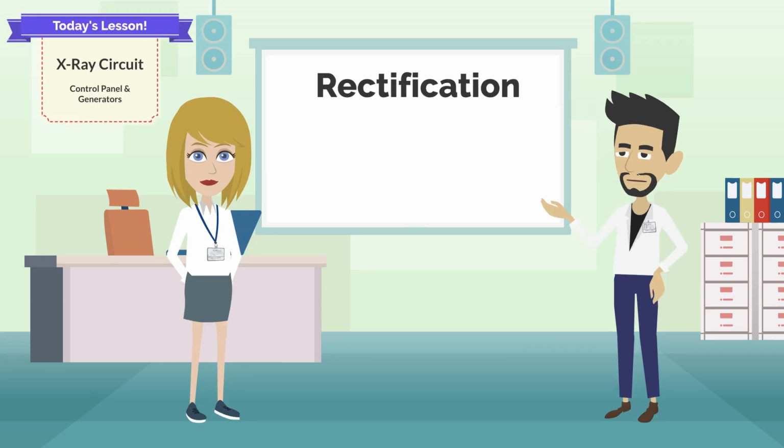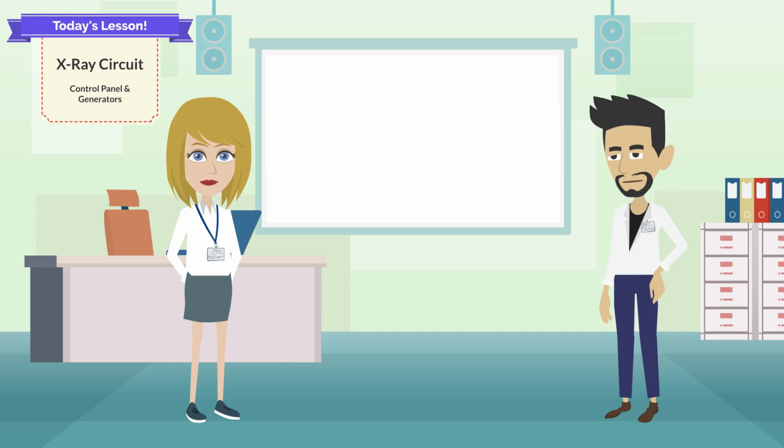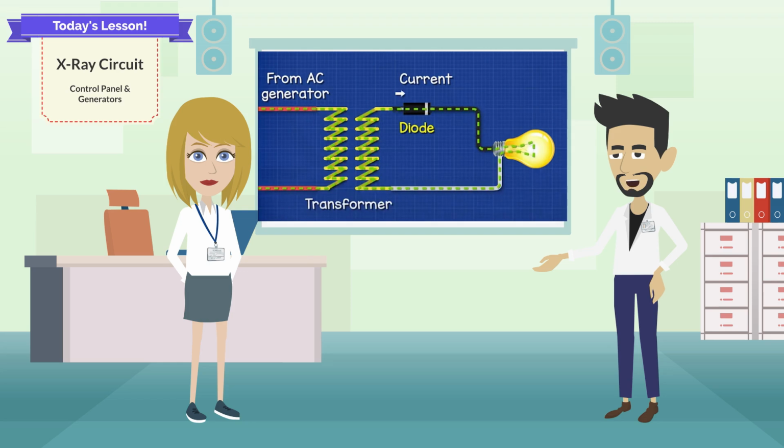Now let's talk about rectification, the process of changing alternating current into direct current so it flows in one direction only. The primary purpose of the rectifier unit is to change the alternating current, AC, into direct current, DC. The process of rectification prepares the current for X-ray production by ensuring that it flows in the right direction, in this case from the filament to the target.